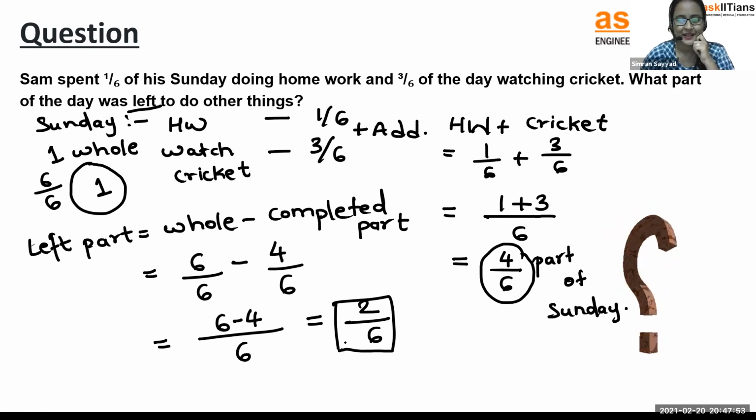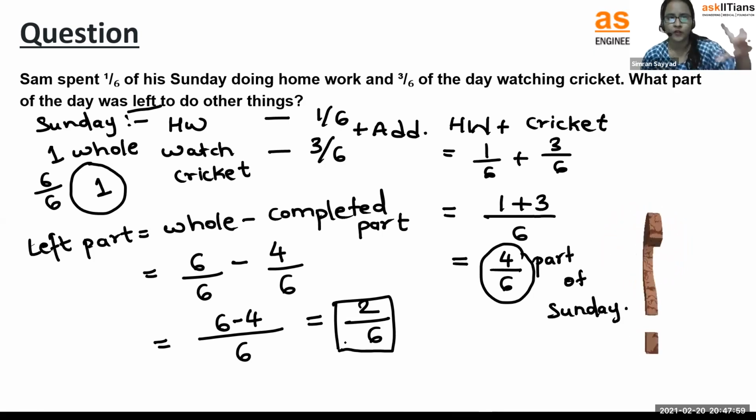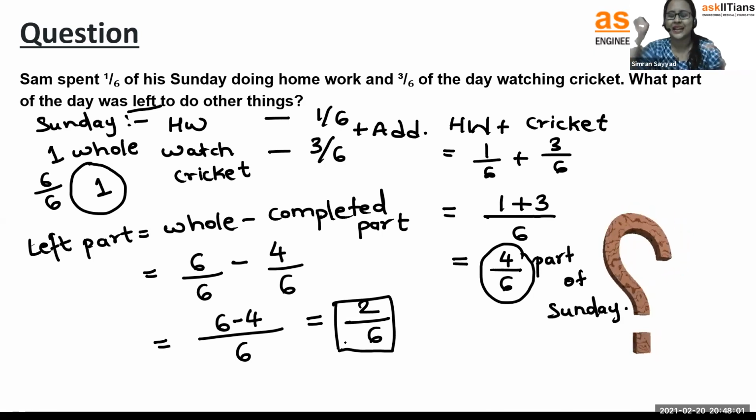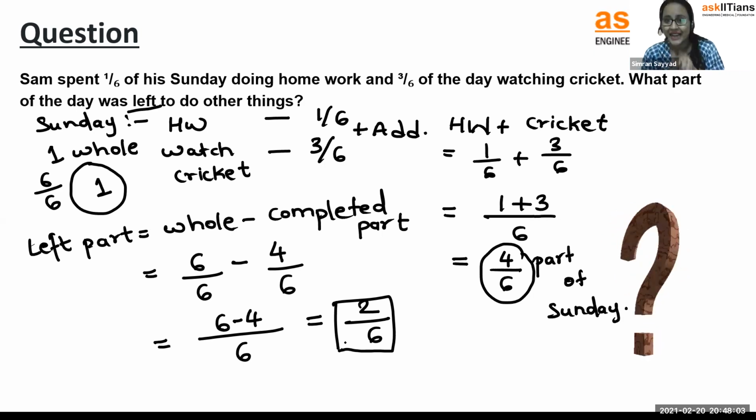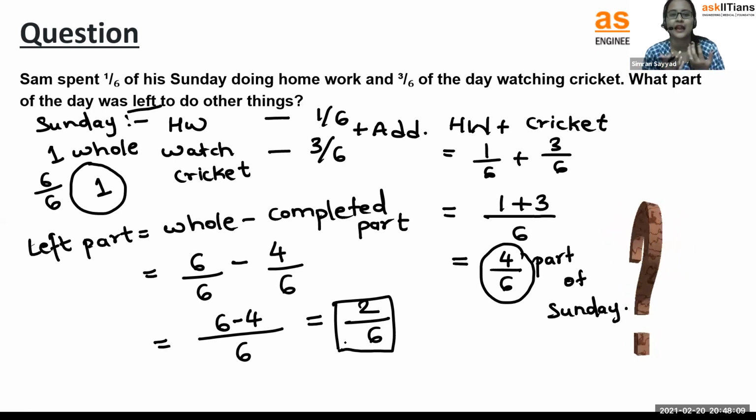Okay, understood what we did? Sunday was my whole part. Homework was one part. Watching cricket was another part. I added them. I got the completed part. I wanted to get the left part. So for getting the left part, I took the whole part and subtracted the completed part from that, and I got my answer. Yes?